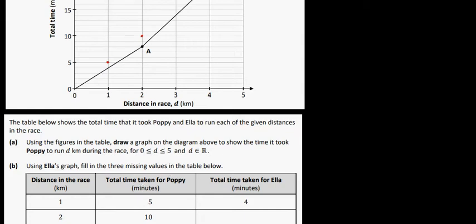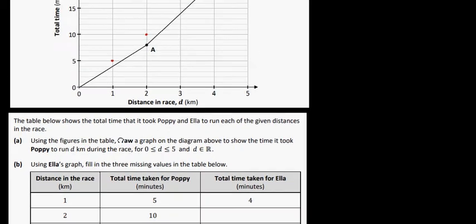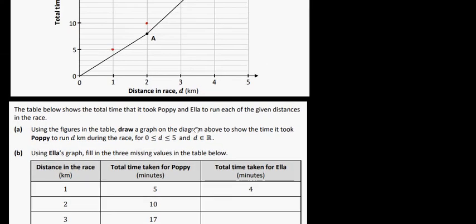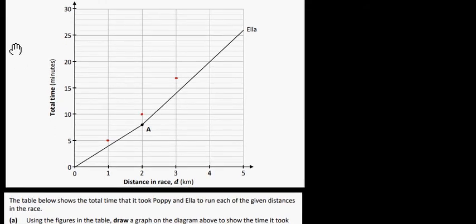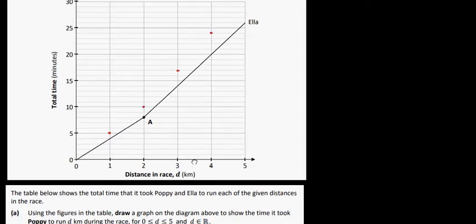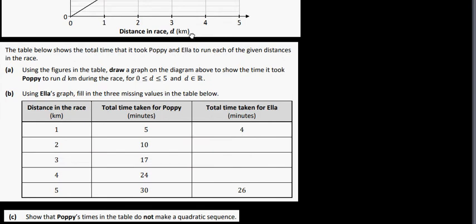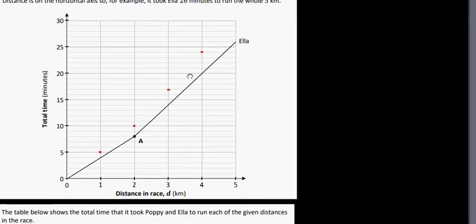We have, let me see, 3, 17, so we need to go 3, and there's 15, 16, 17, that would be here. And then we have 4, 24, so 4 and 24 is going to be here. And then we finally have 5 and 30, so we have 5 and 30 here.